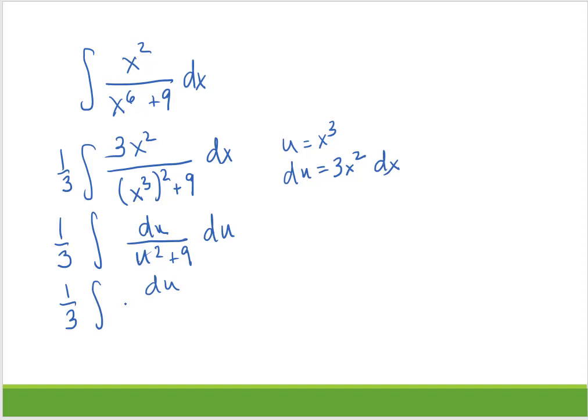Now remember that you can memorize the trig table that's in our book. I choose to just memorize how to do this. So I factor out a 9, and that becomes u over 3 squared plus 1 du. So then I have basically another u substitution.